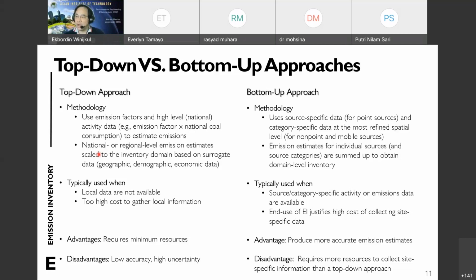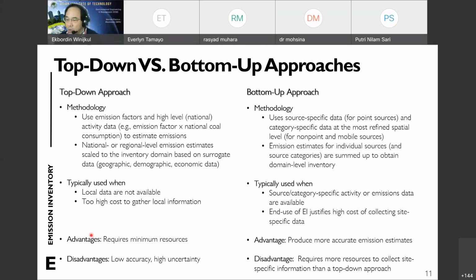So you can see that this approach is usually used when the local data is not available, meaning that I don't know the fuel consumption in the transportation sector in Bangkok, so I don't have that kind of information, or I don't have an emission factor developed in Bangkok for a particular type of vehicle and so on. It is also used whenever the cost of collecting the data is too high.